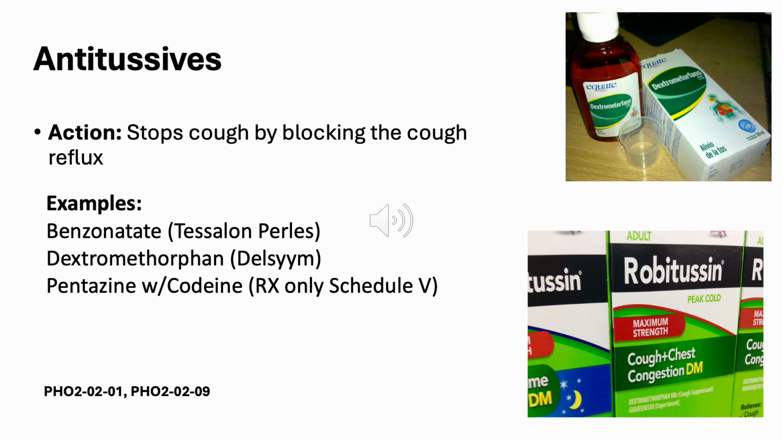Antitussives have the action to stop the cough by blocking the cough reflex. Examples of these drugs are benzonatate, Tessalon Perles, dextromethorphan, Delsym, promethazine with codeine. This is a Schedule 5 drug. The side effects of antitussives, especially the one with codeine, would be drowsiness and constipation.